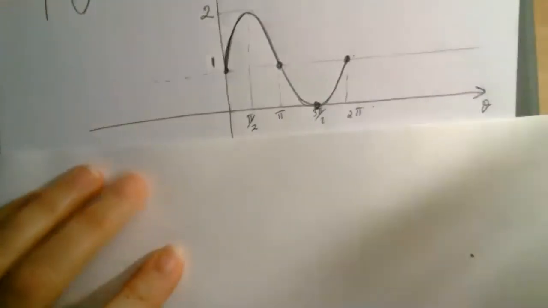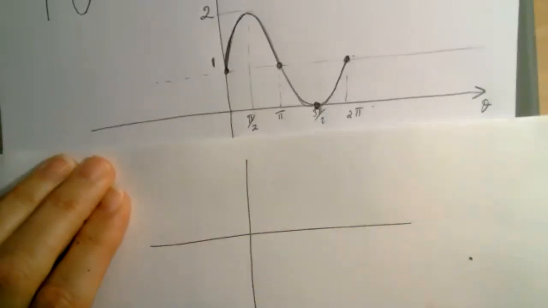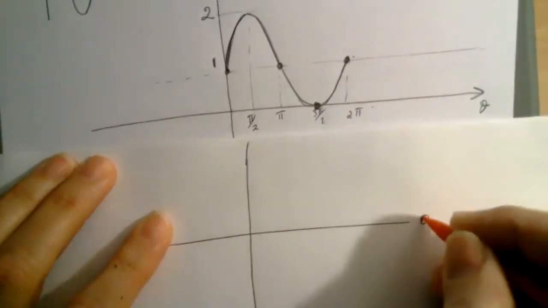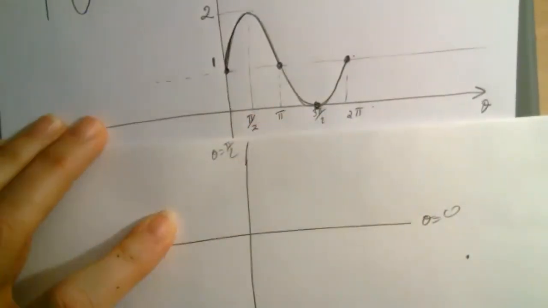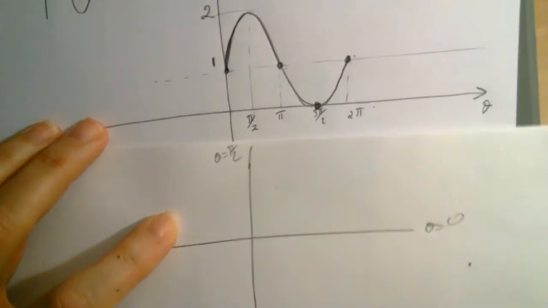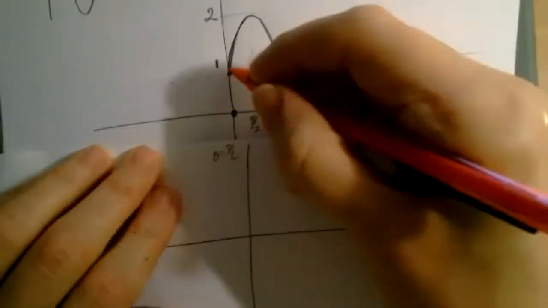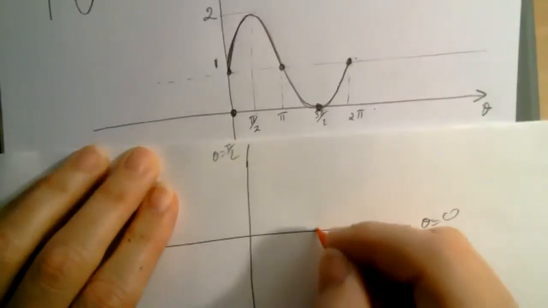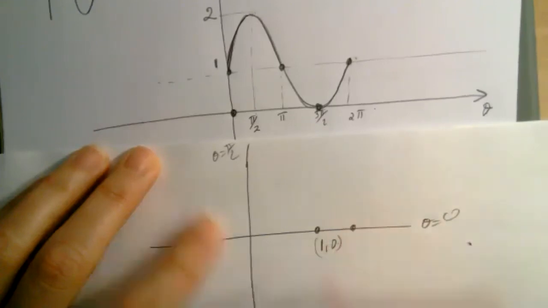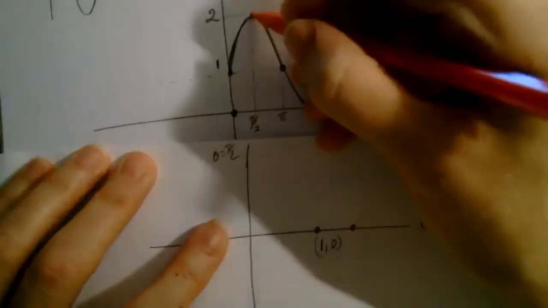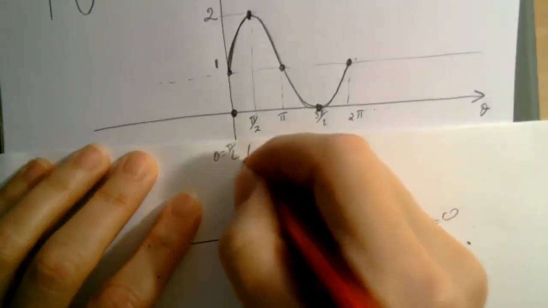Okay, so here I will sketch. This is theta equals 0, and here is theta equals pi over 2. And watch how I'm going to sketch this. I say, if theta is 0, R is 1. So theta is 0, R is 1. If theta is pi over 2, R is 2. That's theta equals pi over 2.